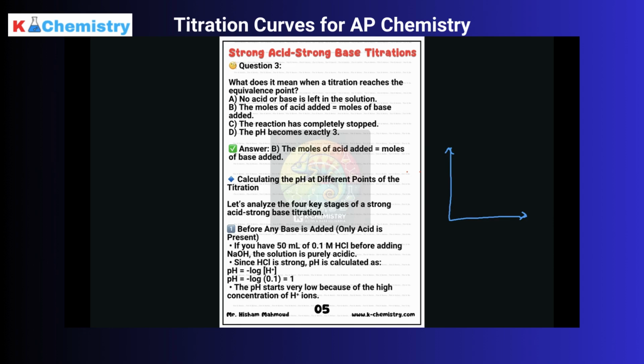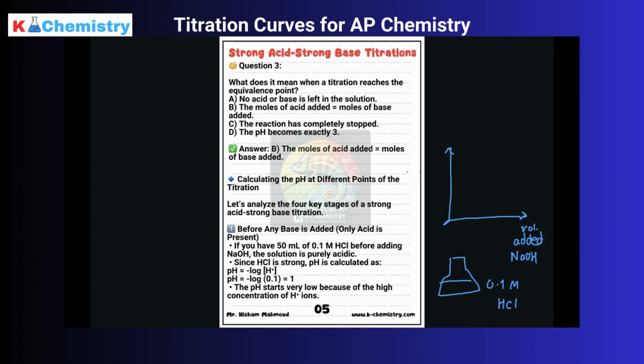So if you have 50 milliliters of 0.1 molar HCl before adding NaOH, so I did not add NaOH, I'm still here. This is the volume added from the titrant, sodium hydroxide. It's still 0, and I have only 50 mL in the flask of the 0.1 molar HCl. Before adding, the solution is purely acidic.